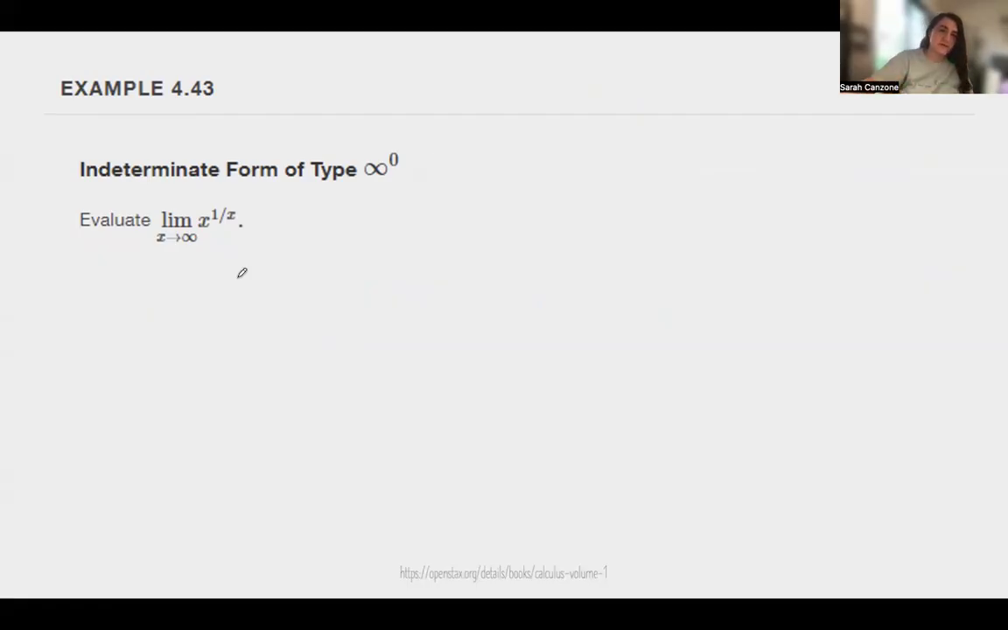So here's what I'm going to do. I want to rewrite this thing right here. So I'm going to call it something else. Let's say y equals x to the 1 over x. I don't like this exponent here, so I'm going to use a natural log to get rid of it. This is what I mean. If I natural log both sides, then I have the natural log of y is equal to the natural log of x to the 1 over x.